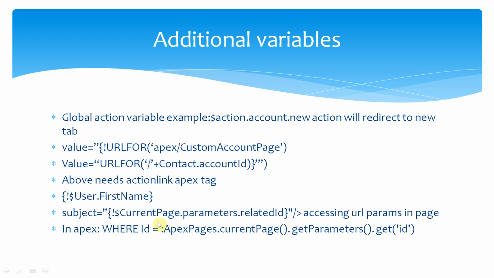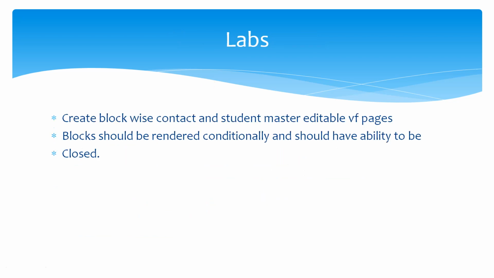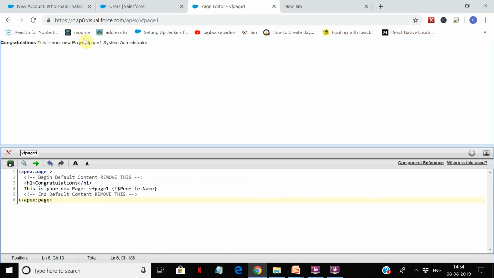And from within, if you want to pass, you can say $CurrentPage.parameters.relatedId. Now a couple of things here: today's date, additional stuff. Now if you want to give a conditional tag, you can give it this way: IF and price less than 1. And outputLink, if there is another page you want to link, then you can do all those things. Then you can check the user theme, whether the Lightning Experience Salesforce theme is on. These are some variables that you can embed, for example, if you want to show today's time. So let's create a page for account and let's see that. Okay, let's create a first example for standard controllers.